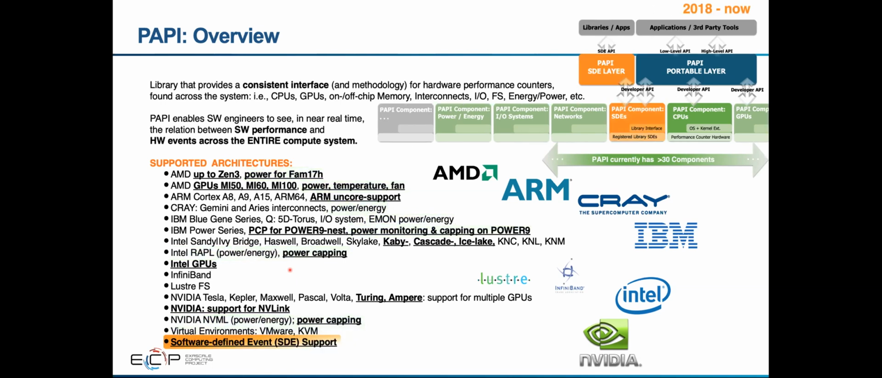Starting from 2018, PAPI also supports software-defined events through the SDE component. This component basically allows users to monitor not only the events happening in the hardware, but also events that are exposed by different libraries in the software stack. And this component uses a companion library called libsde to define and expose those events to PAPI users.